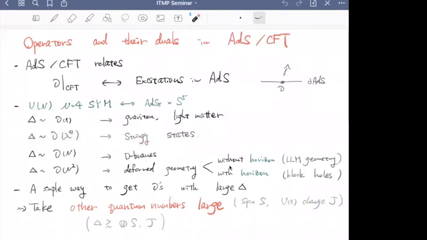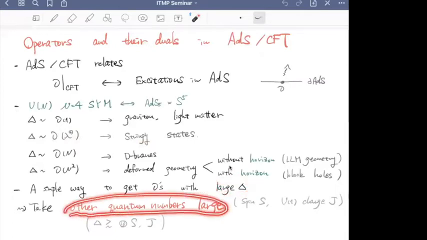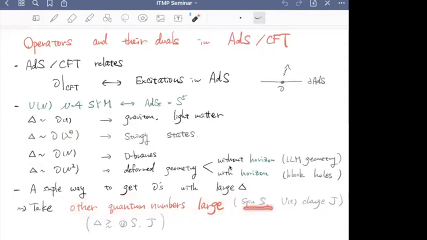One simple way to get operators with large dimension is to consider operators with large other quantum numbers, for example, spin S or U(1) charge J. The reason why this is a simple way is because of some unitarity condition, selection rule or BPS bound. There is always a relation like this: the dimension of the operator must be larger than the spin of the operator or some U(1) charge of the operator.